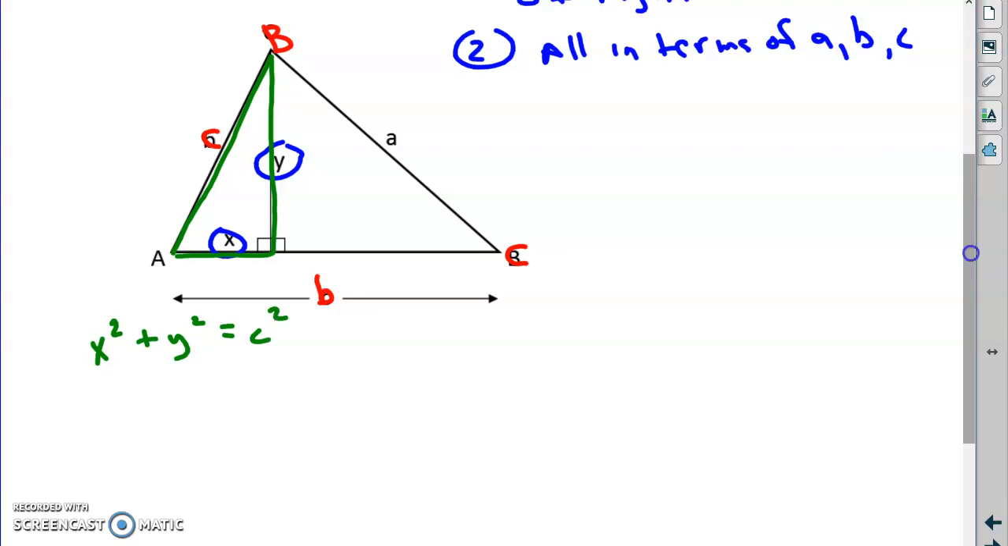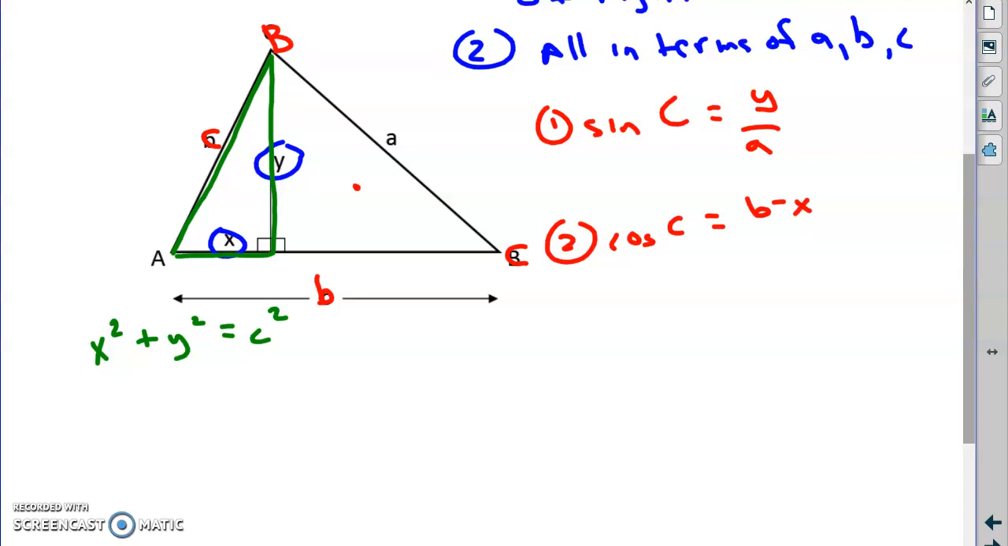Now I'm going to move to the right side. I'm going to do this in red. Give me two equations using angle C. Sine of C equals y over a. Cosine of C equals b minus x, all over a. If I take equation 1 and solve it for y, y equals a sine of C. If I solve for x, x equals b minus a cosine of C.